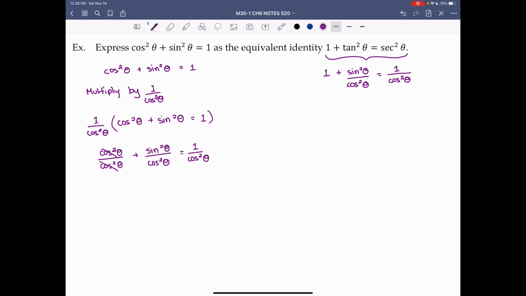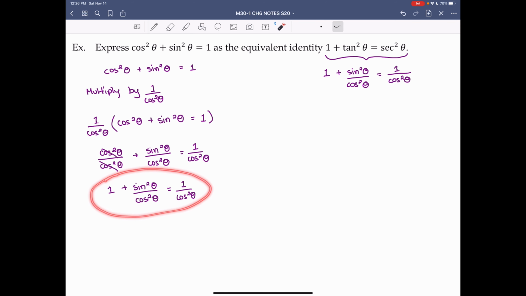The first term, cos squared, divides with cos squared, we get 1 plus sine squared theta over cos squared theta equals 1 over cos squared theta. And then we have the same thing here as we have here. Sine squared theta over cos squared theta is tan squared theta, so 1 plus tan squared theta, and 1 over cos squared theta is secant squared theta. So we get 1 plus tan squared theta equals secant squared theta.